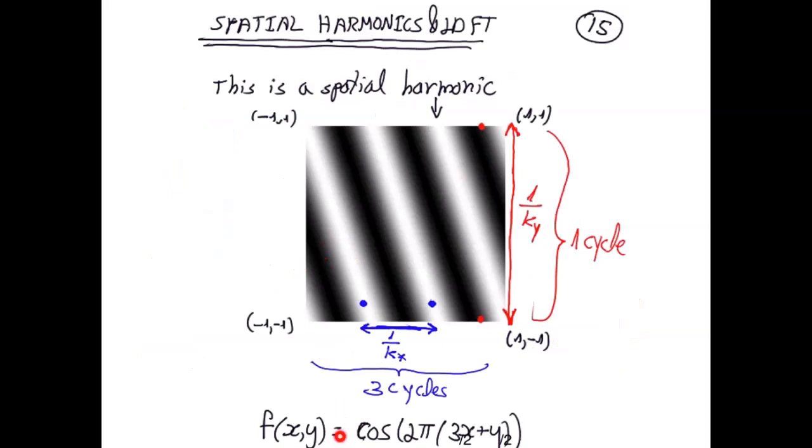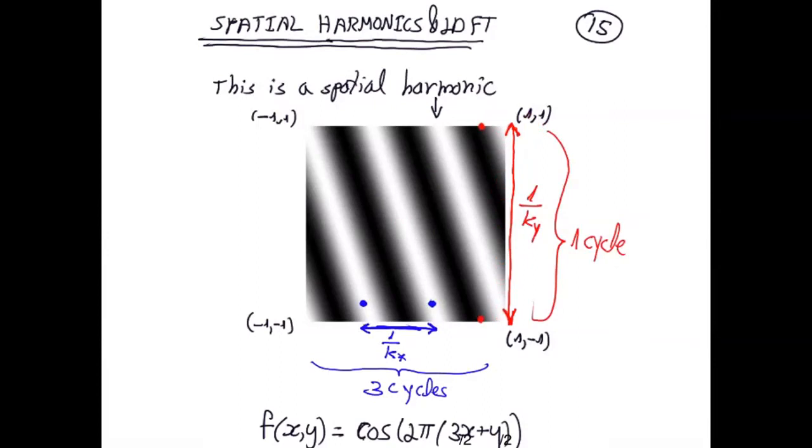And the question is really, how can I write this function? Well, this is a two-dimensional function, and you can see that this is a range of 2 in length, and over this range of 2 in length, you have one cycle of oscillation. So white, let's say, represents 1, black represents minus 1. So here, I have one cycle per 2 centimeters, right?